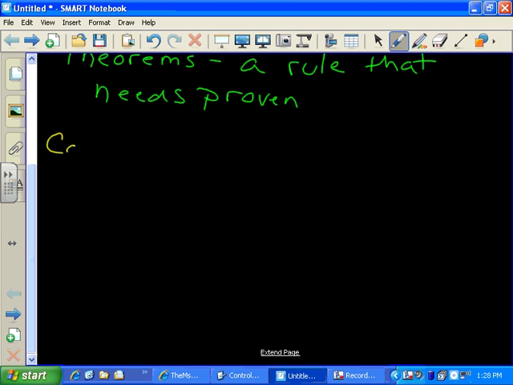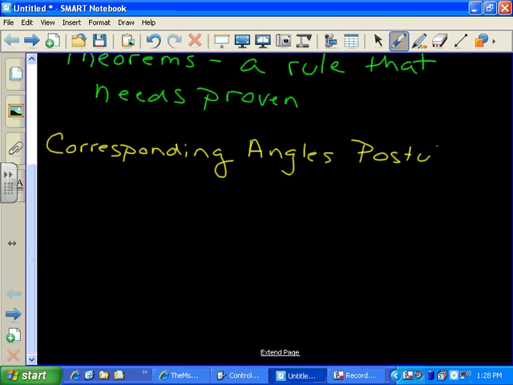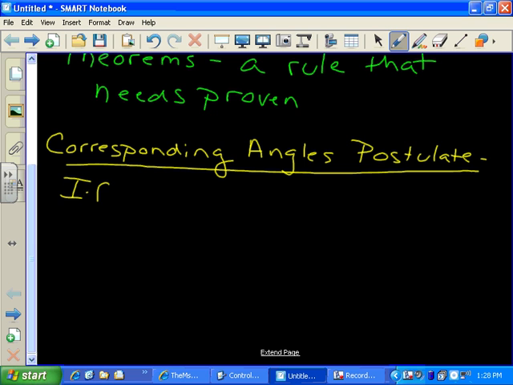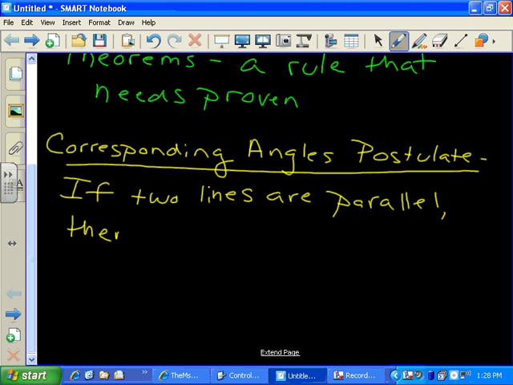First one we have is the corresponding angles postulate. Notice this one is a postulate. What does that mean again? Good. I'm glad you answered out loud. Everybody around you is looking at you funny. The corresponding angles postulate is accepted. We just go with it. It simply says, if two lines are parallel, then corresponding angles are congruent.